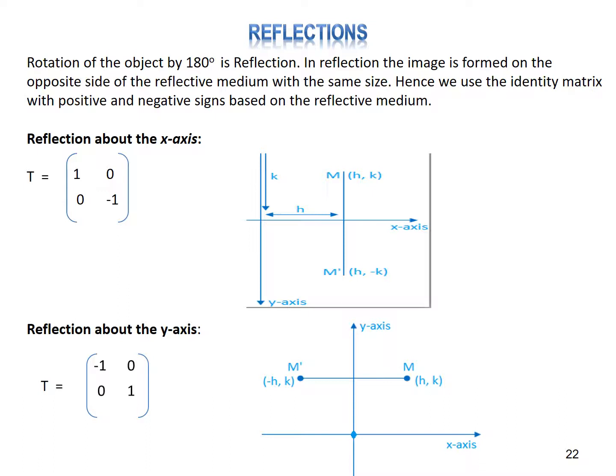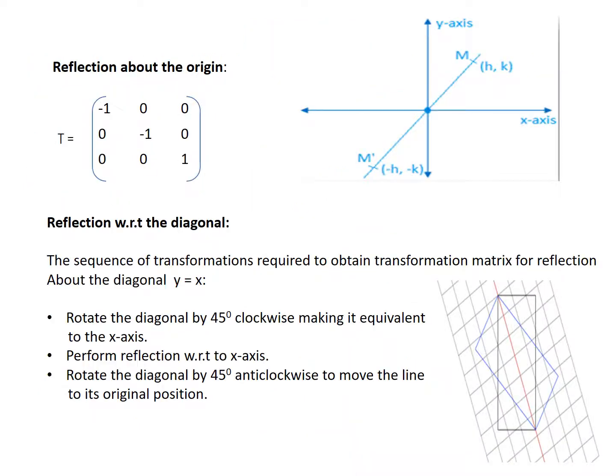And reflection about the y-axis: the point (h, k) is reflected about the y-axis and the resultant is (-h, k). Hence, the matrix of the reflection about the y-axis is [-1, 0; 0, 1]. Reflection about the origin: the point (h, k) is reflected about the origin and the resultant is (-h, -k). Hence, the matrix is [-1, 0, 0; 0, -1, 0; 0, 0, 1].